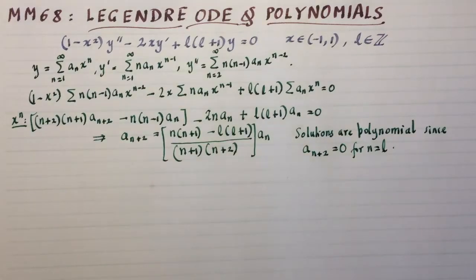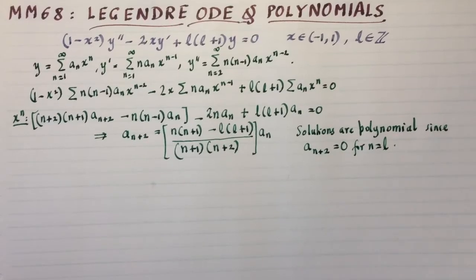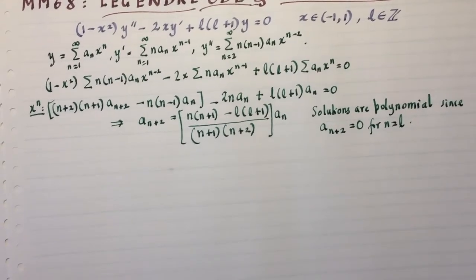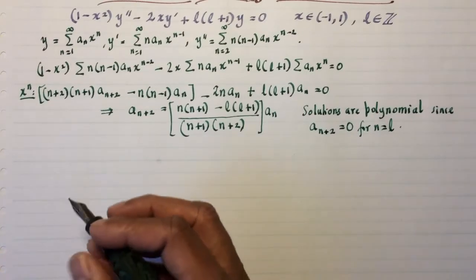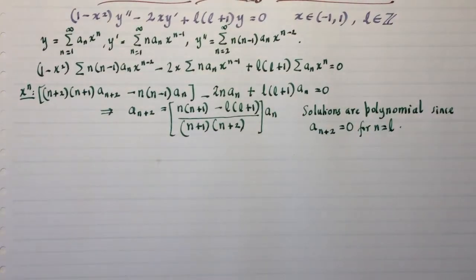Now, it turns out that you get two kinds of series. For l equals even, you get one kind of series. For l equals odd, you get another kind of series. And alternately, the even and the odd alternately converge or diverge. So I want to just show you how it works for l equals 0 and l equals 1.